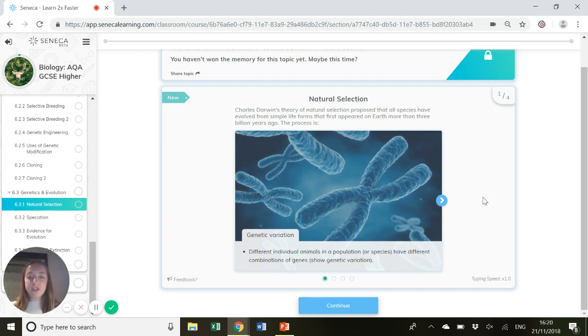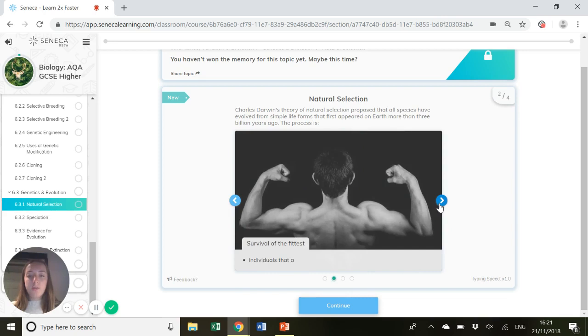Natural selection says that in a population, there is genetic variation. Different individual animals in a population or species have different combinations of genes. Genes are short sections of DNA, so these genes will be different in different organisms.